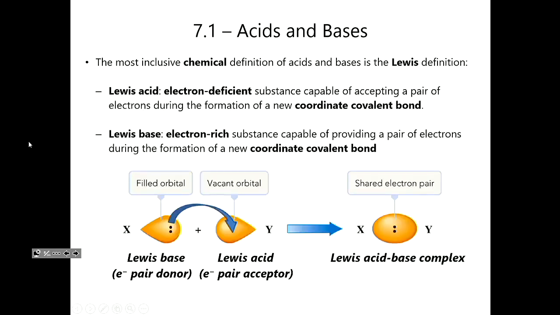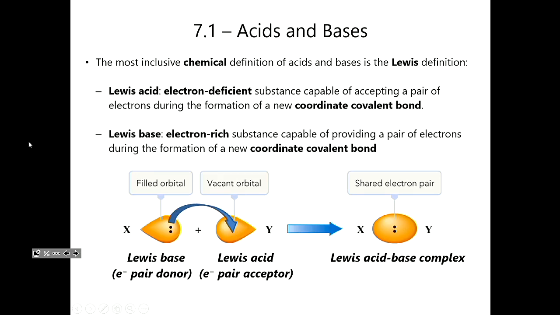Now let's talk about, at the molecular level, what's happening chemically. We're going to start with the broadest, most inclusive definition, which is known as the Lewis definition of acids and bases. A Lewis base, I'm going to start with the second one, is any substance that at the molecular level contains a pair of electrons that it can provide to another atom and thereby form a coordinate covalent bond.